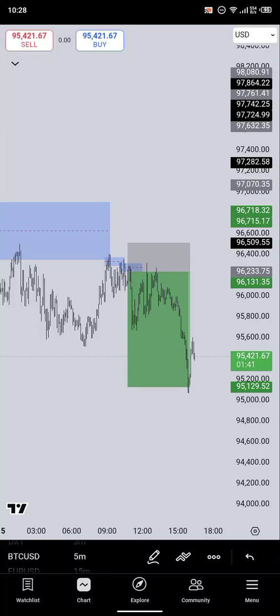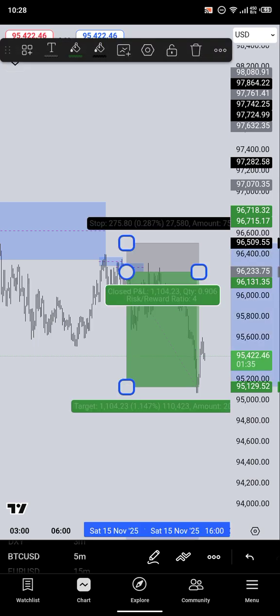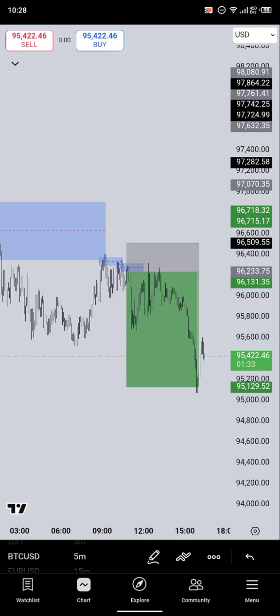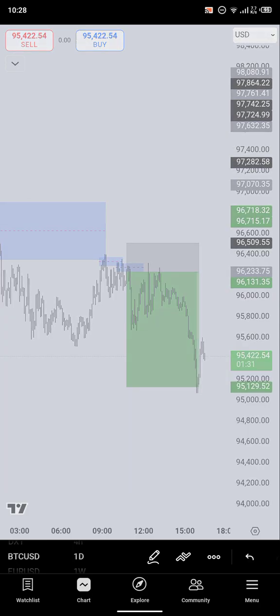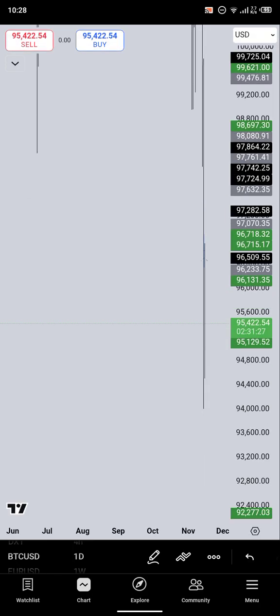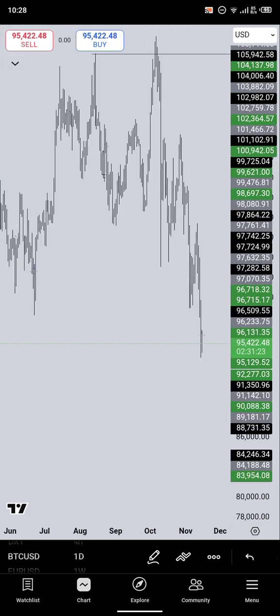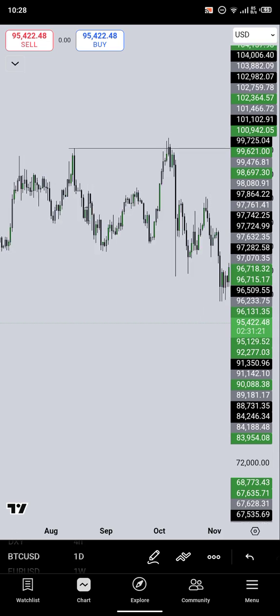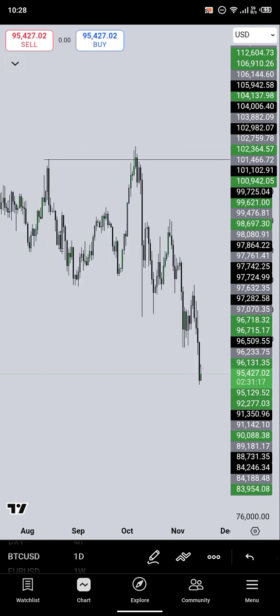Okay guys, so very quickly I just closed Bitcoin for a 1 to 4 hour trade, not too long. Just want to explain. So looking at the daily time frame, as we can see Bitcoin is currently bullish on the daily time frame.